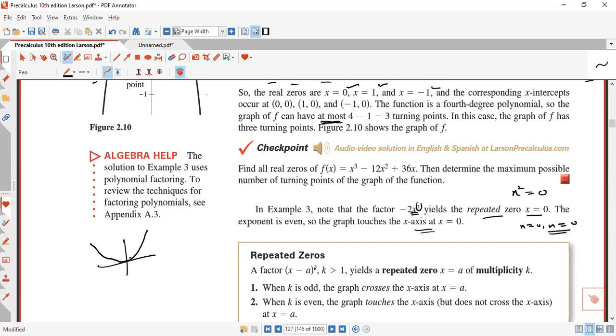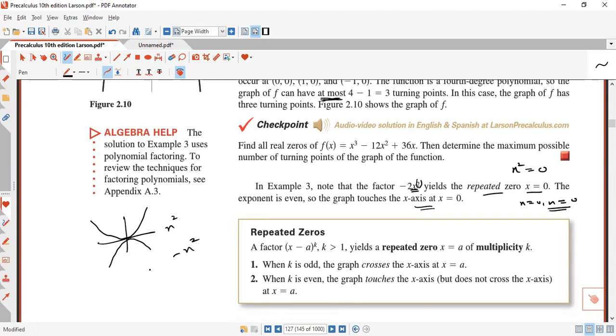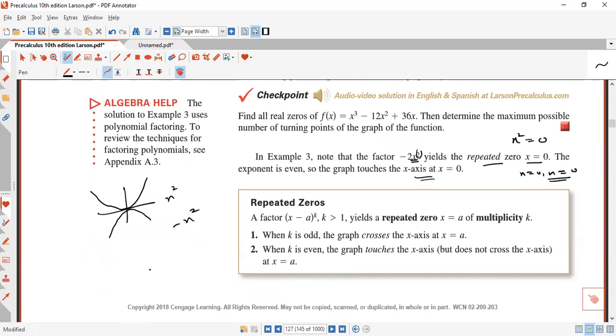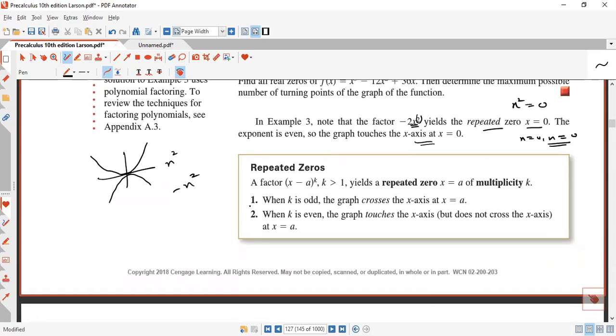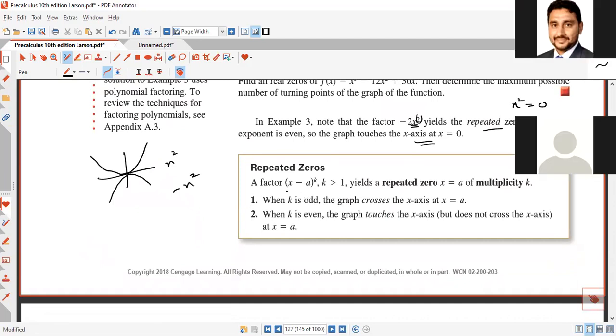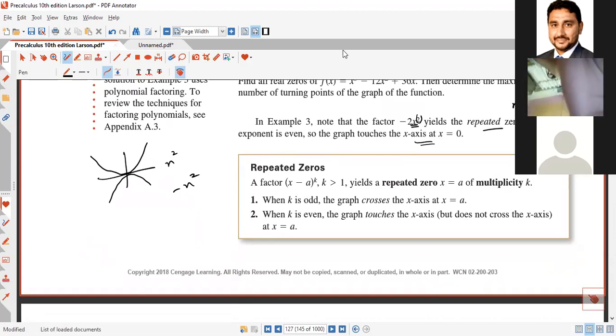Just like a parabola, x square only touches 0, or minus x square will again touch at x equal to 0. So now I am telling you the generalized rule for repeated zeros. You have to see two things. One is the factor.